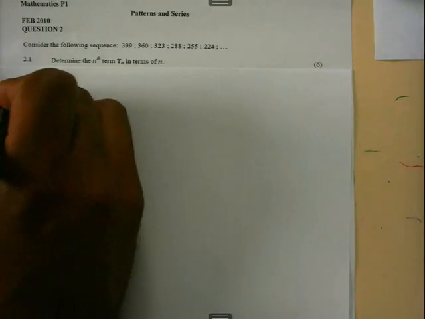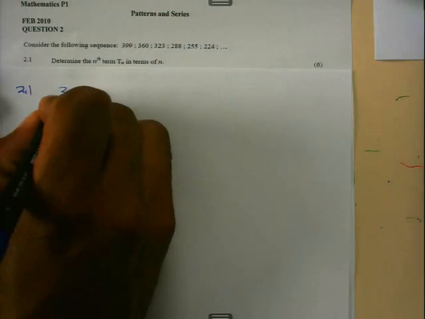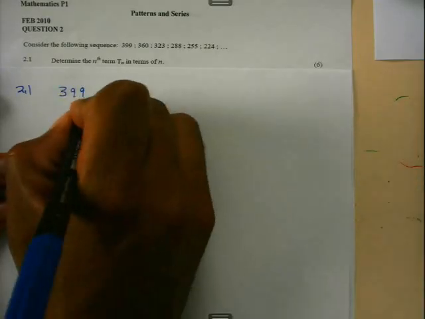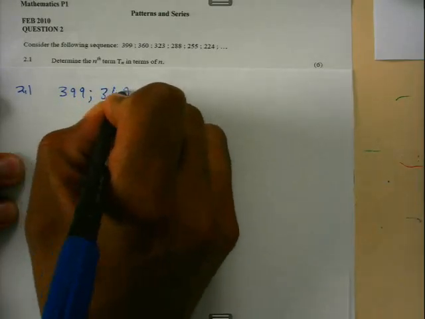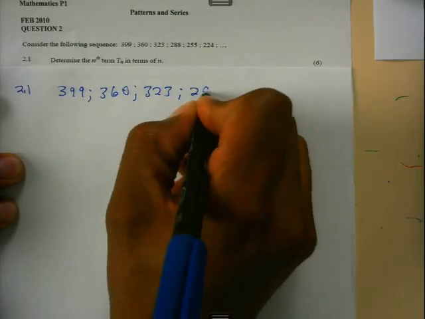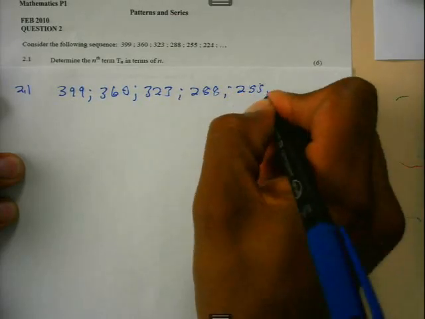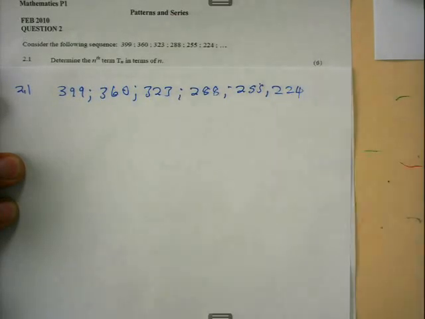Now, 2.1, they are saying determine the nth term, Tn, in terms of n. Where do we start first? We must identify the pattern. Now, we have the sequence here: 399, 360, 323, 288, 255, and 224.